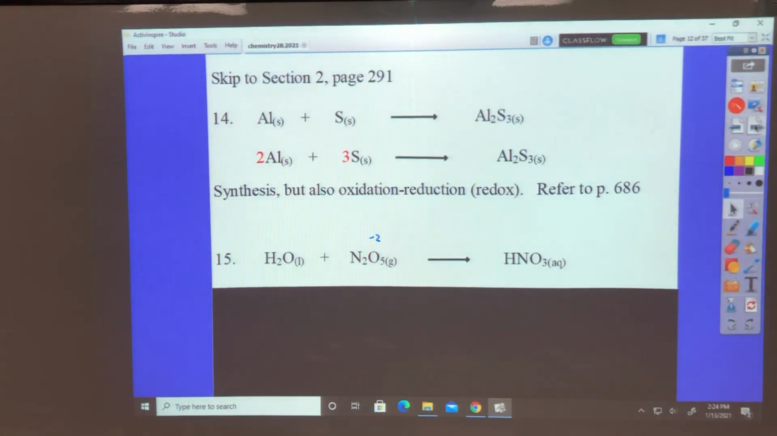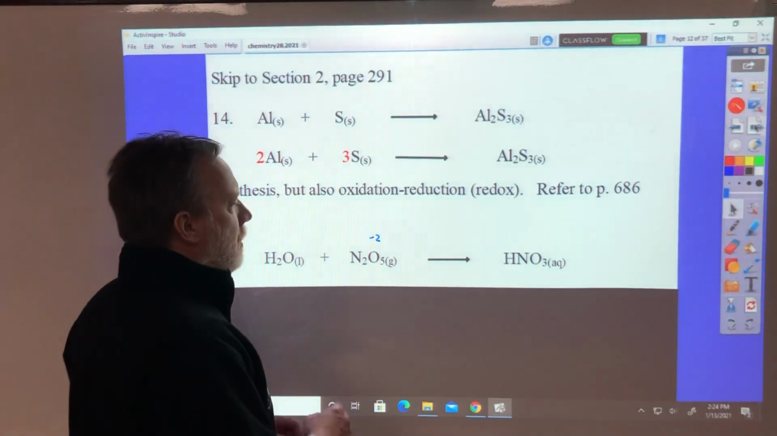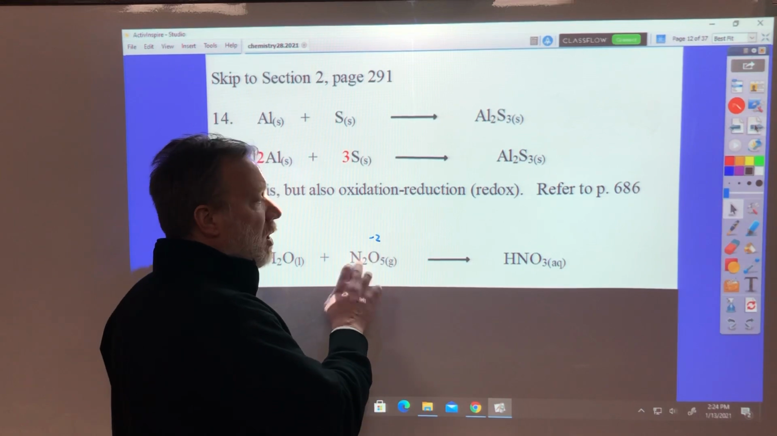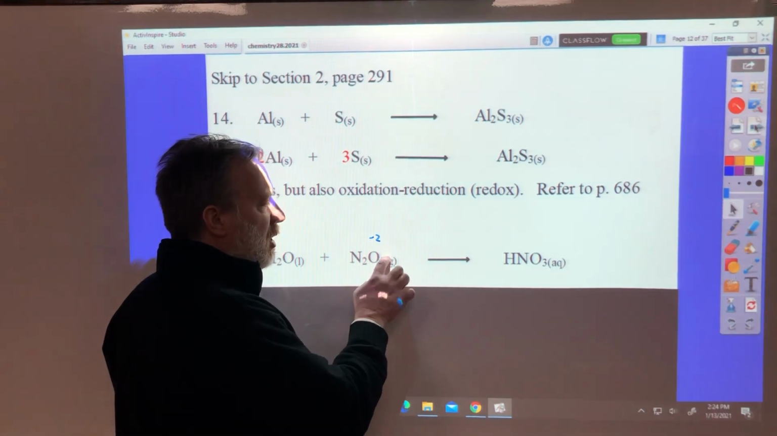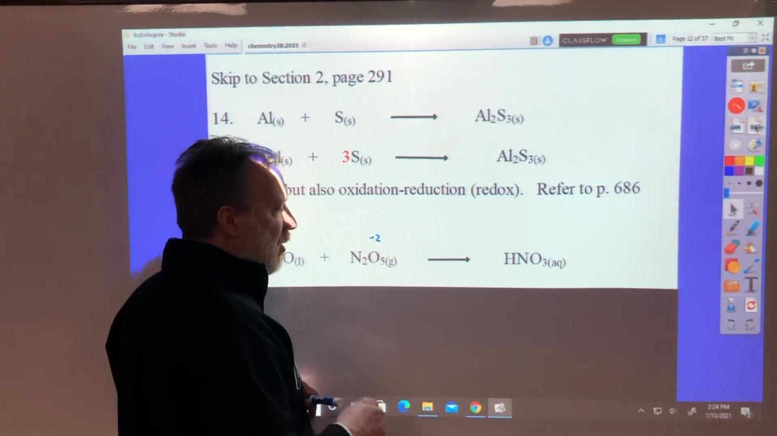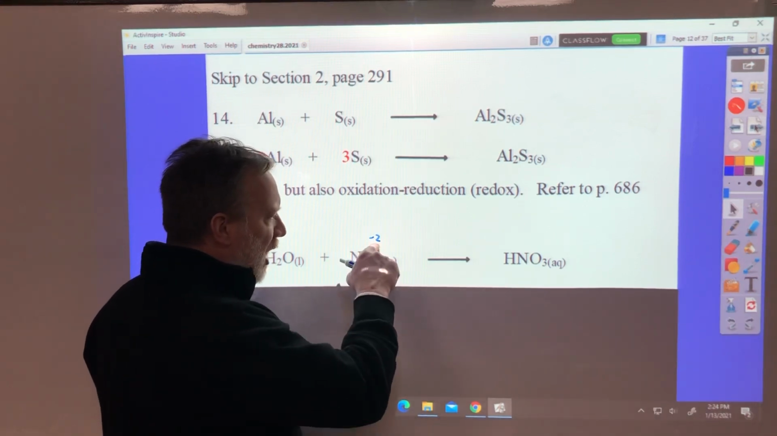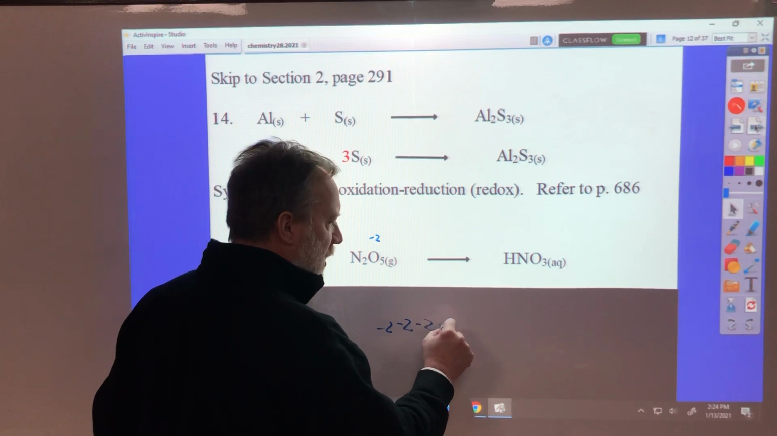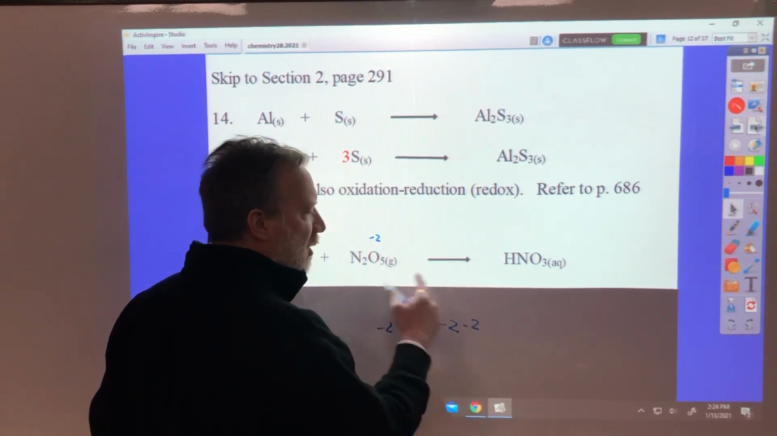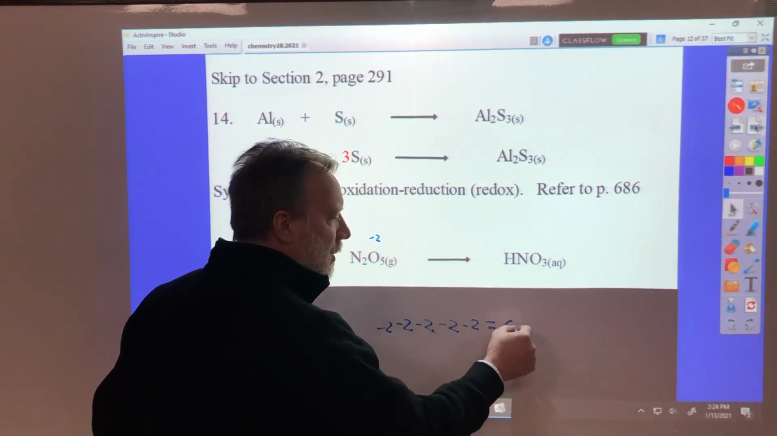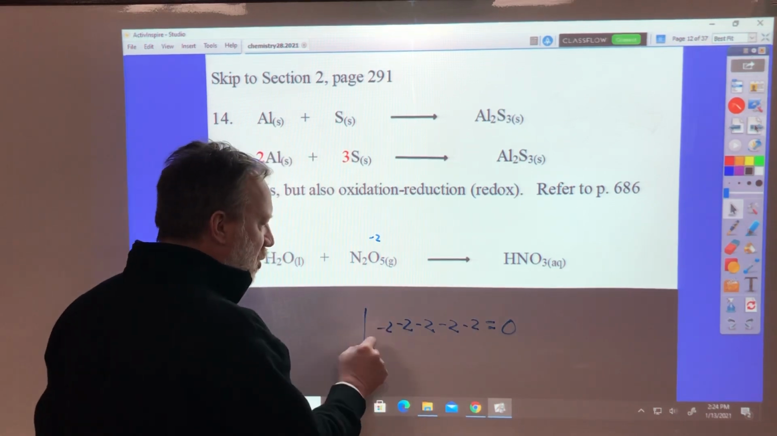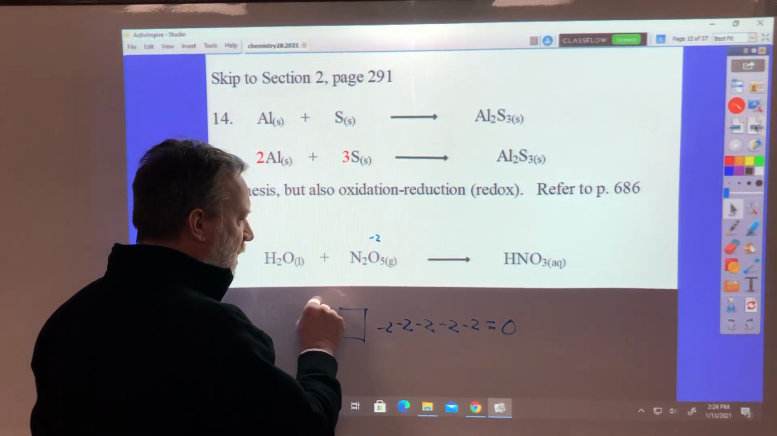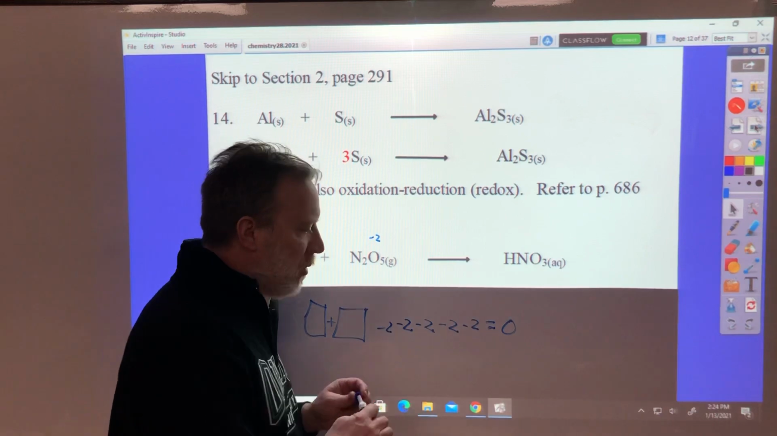Okay, back to this. Nitrogen, we don't know what its oxidation number is, but we know that total has to be 0. So if I have 5 -2s, -2, -2, -2, -2, -2, and I have to equal 0, and I have 2 nitrogens, what is this and what is this in order for all that to equal 0?